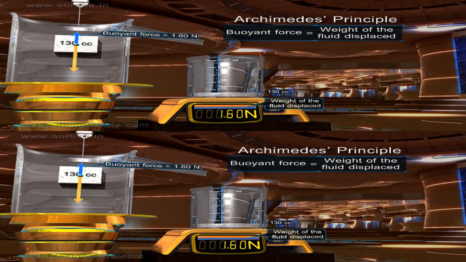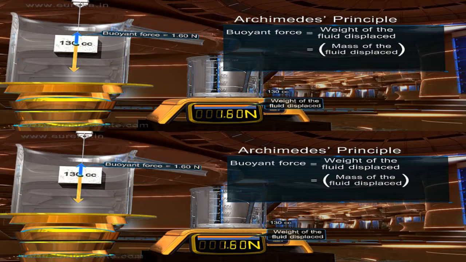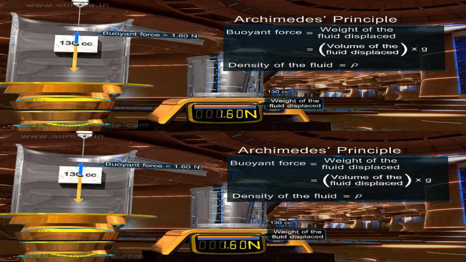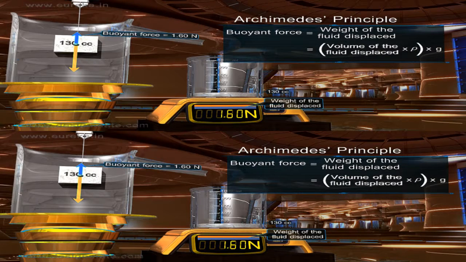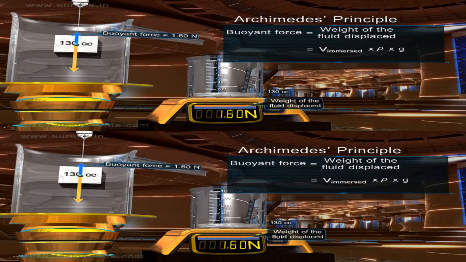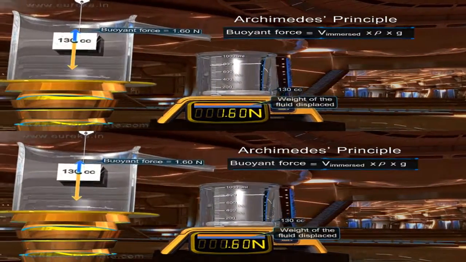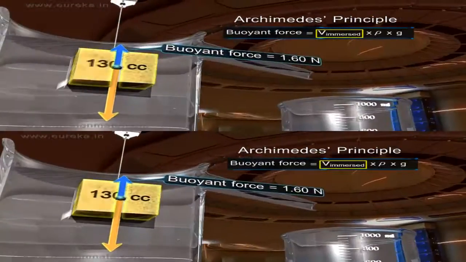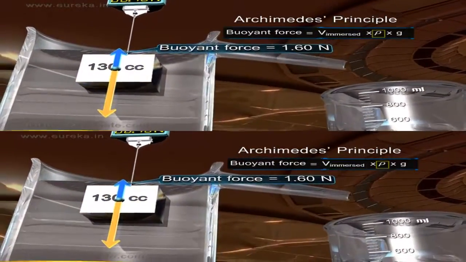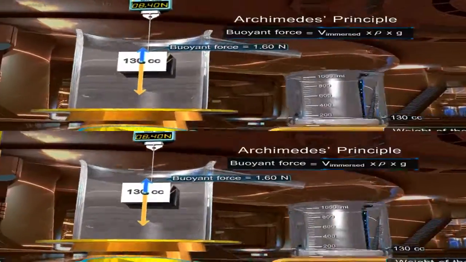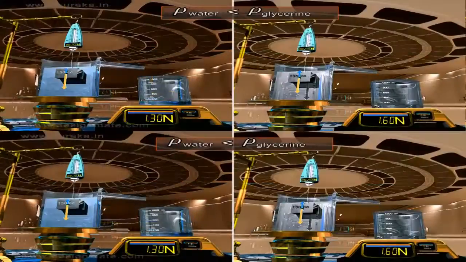Now, the weight of the fluid displaced is equal to the mass of the fluid displaced times the acceleration due to gravity, g. If the density of the fluid is ρ, then the buoyant force is equal to the volume of the fluid displaced × ρ × g, which is equal to the volume of the immersed part of the object × ρ × g. This equation clearly shows that the buoyant force depends only on the volume of the immersed part of the object and the density of the fluid.